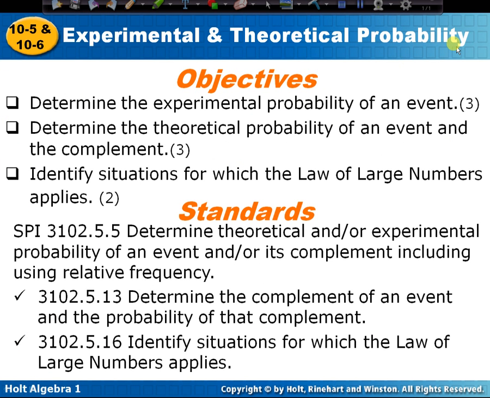In today's lesson, we're going to talk about experimental and theoretical probability. This is lesson 10-5 and 10-6. Your objectives for today are to determine the experimental probability of an event, determine the theoretical probability of an event, and the complement, and identify situations for which the law of large numbers applies.